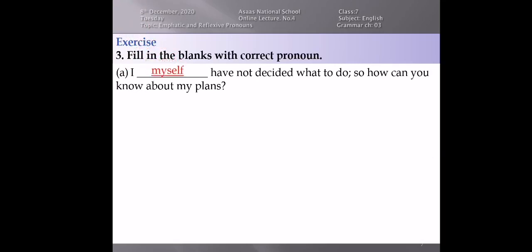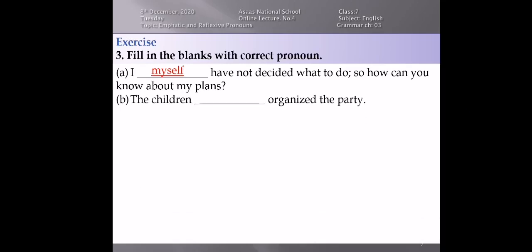And it is situated before the verb in the sentence, have not decided. Therefore, it is an emphatic. And it is not the object in the sentence. Therefore, it is an emphatic sentence.